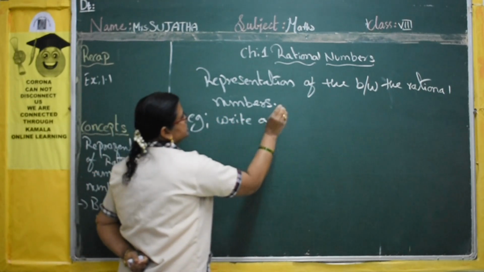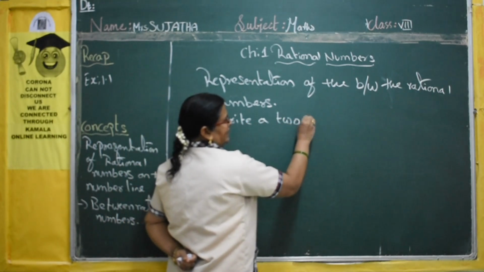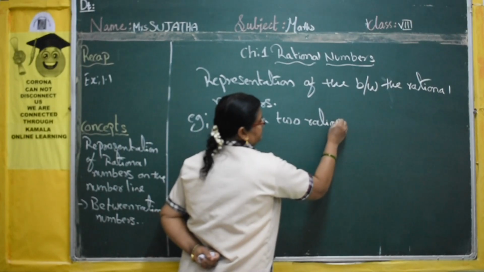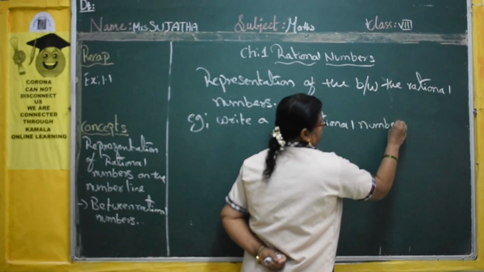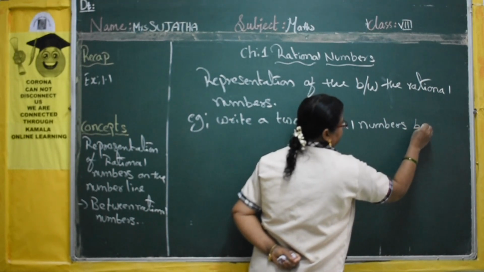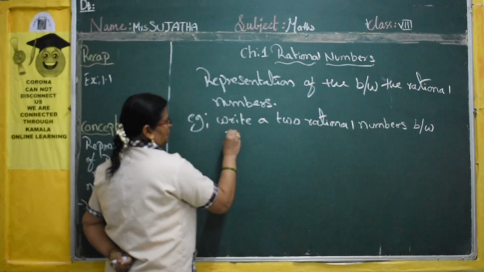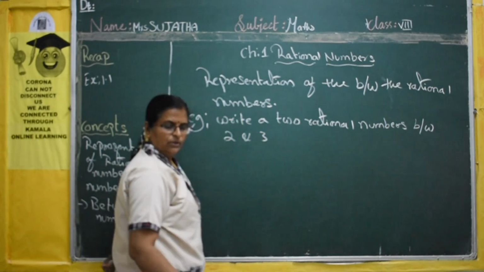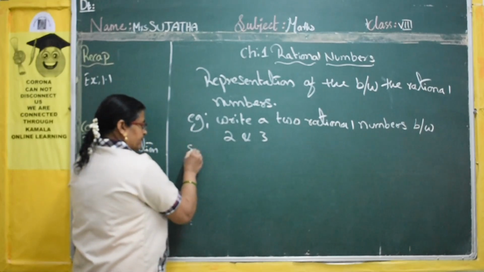Write 2 rational numbers between 2 and 3. B by W means between. Between 2 and 3, I want 2 rational numbers. So how can I find them?